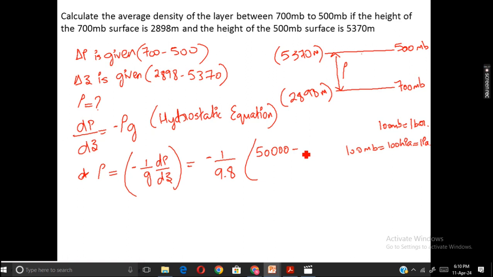So it will basically be 500 MB minus 700 MB by the corresponding height, which is 5370 minus 289.